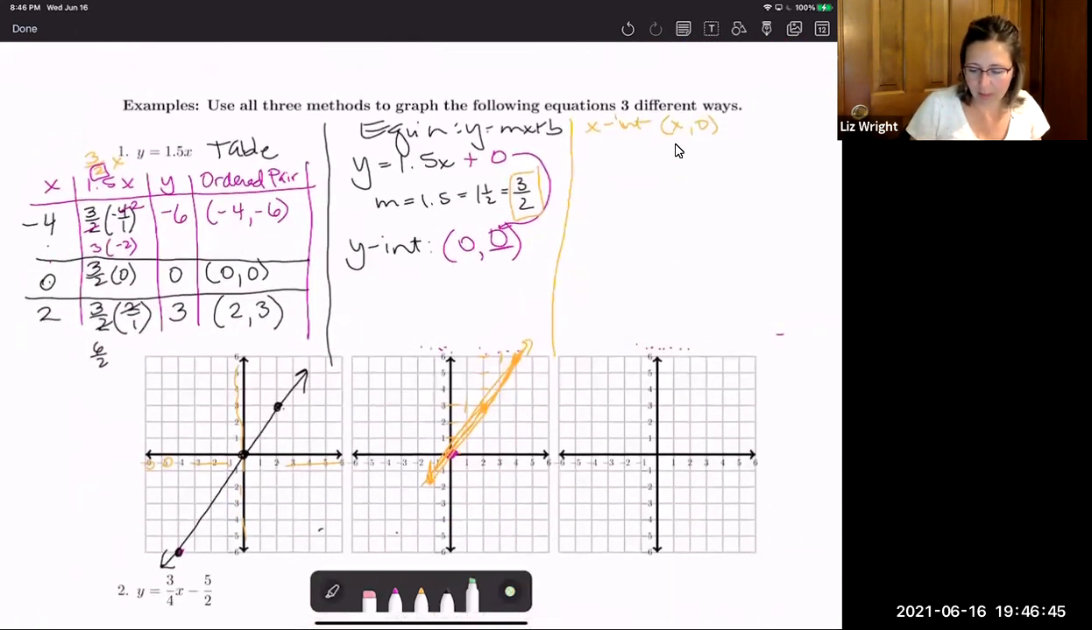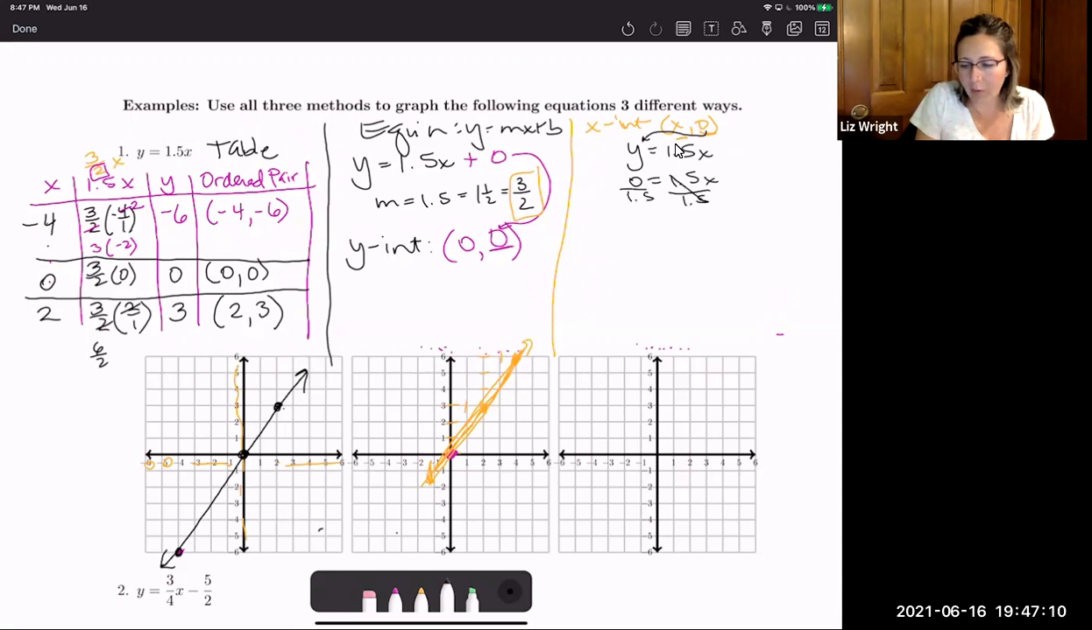Substitute 0 in for y and solve for x. So I'm going to rewrite my equation, and I've got y equals 1.5x. It says substitute 0 in for y and solve for x. So I've got 0 equals 1.5x. I'm solving for x. Divide both sides by 1.5.